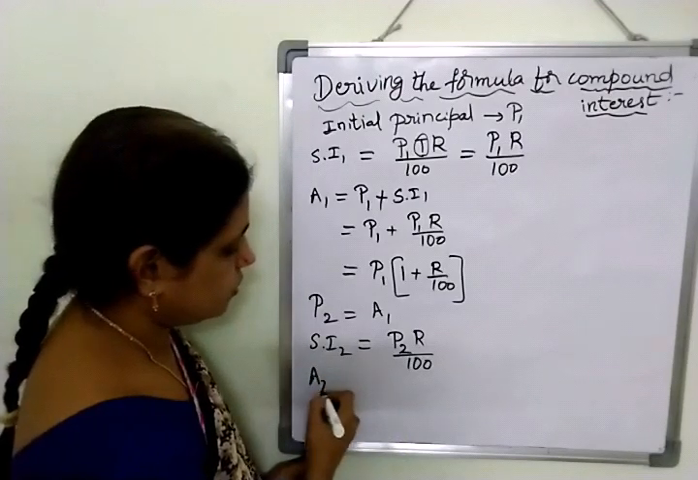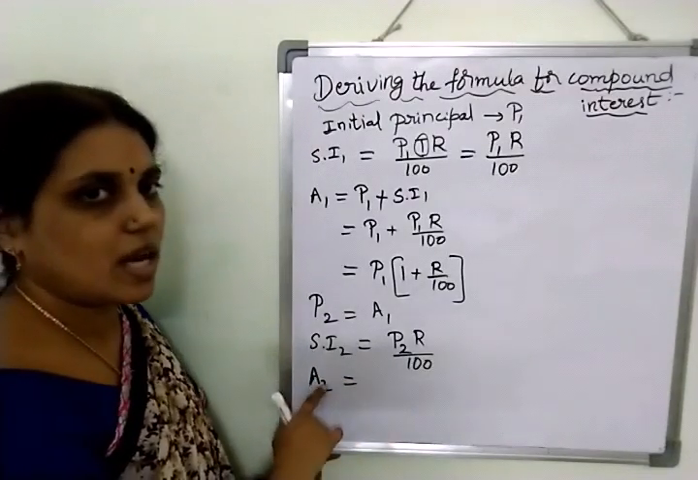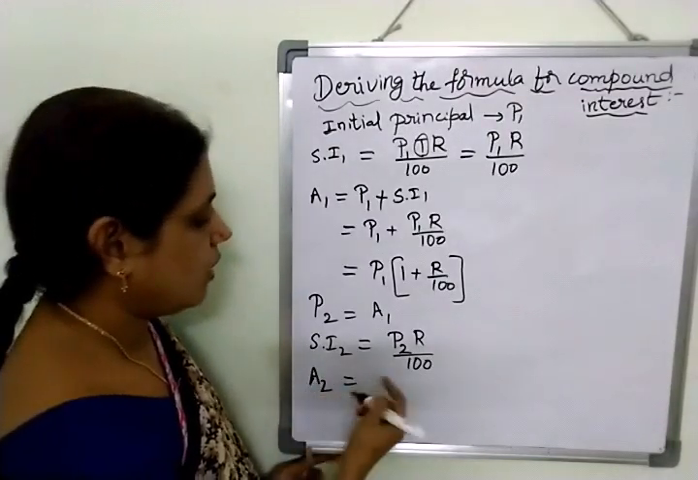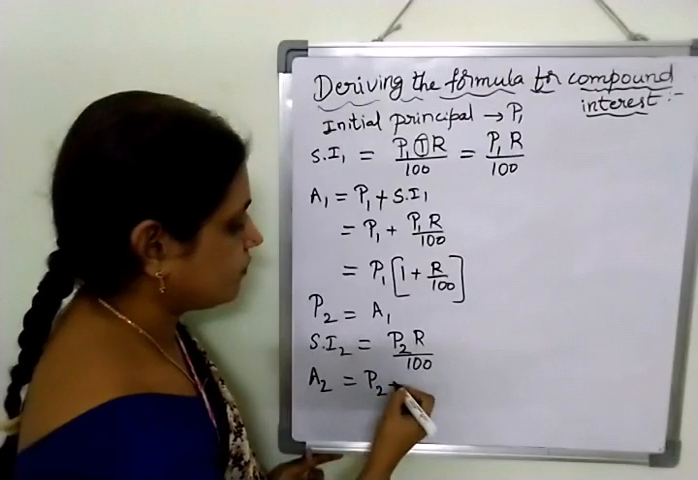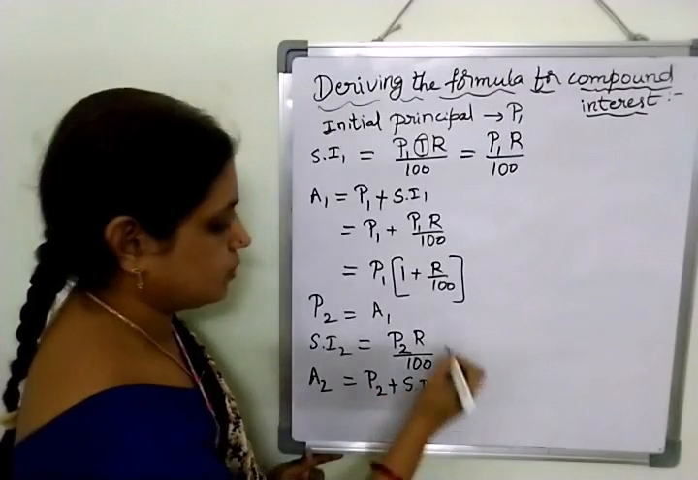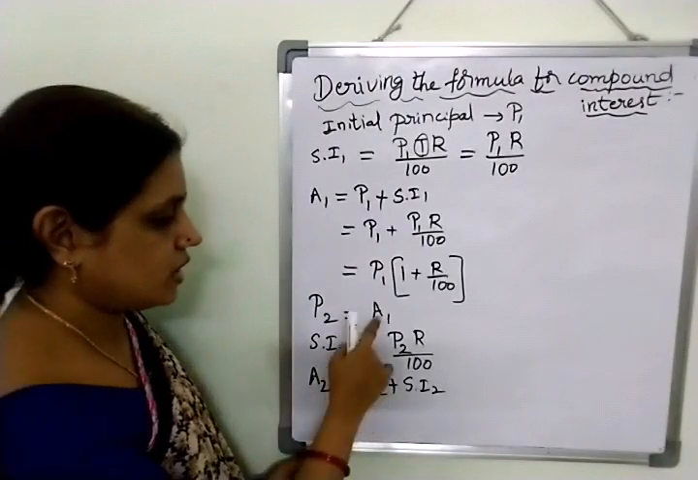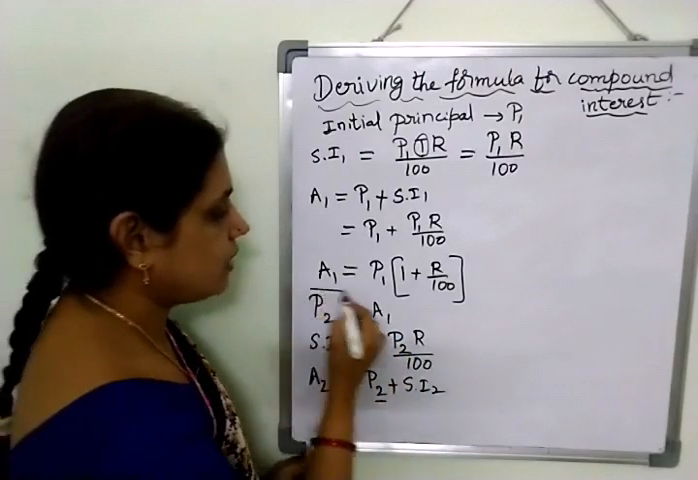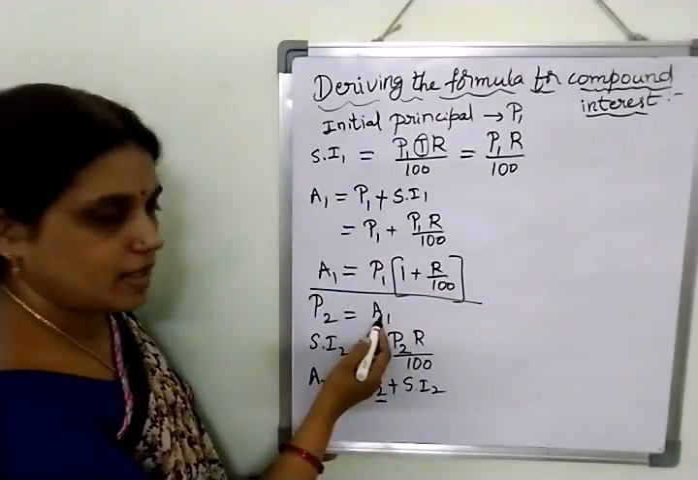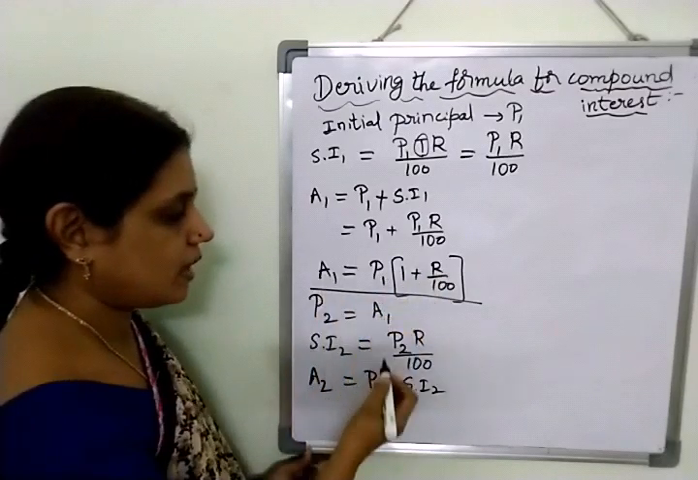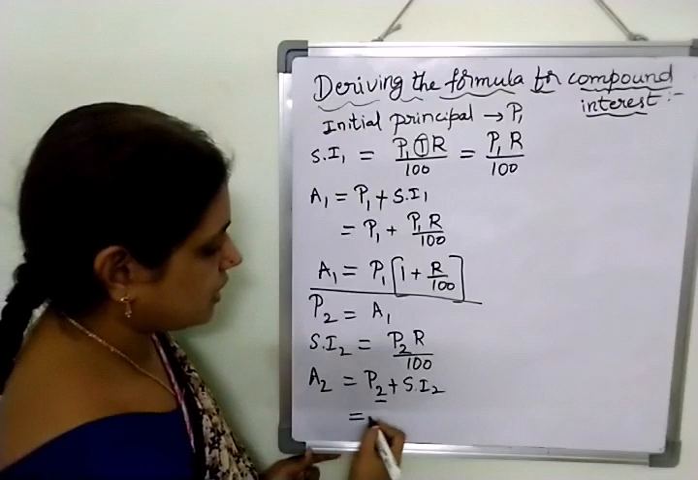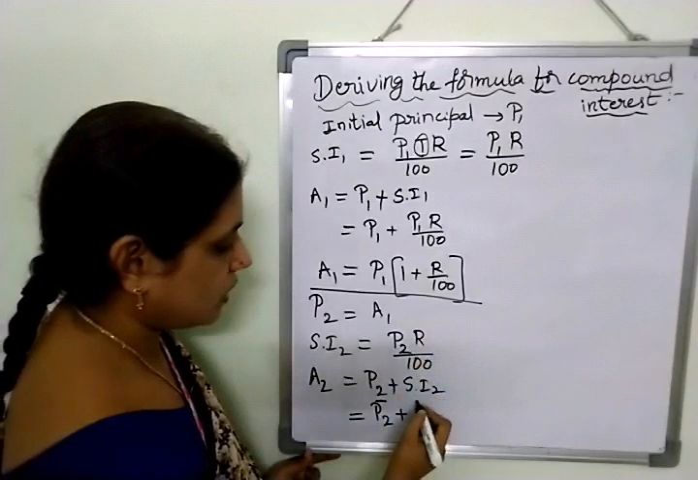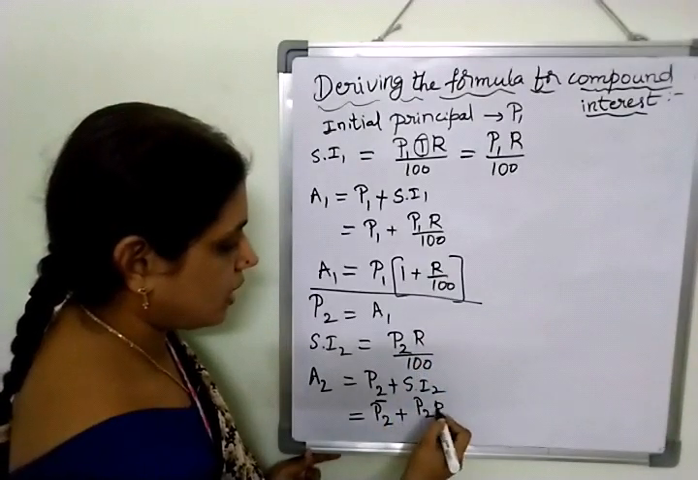Now amount 2 means what? A2 means the amount after the second year. A2 equal to what we can write? P2 plus SI2. The second principal, P2, is nothing but A1. So in place of P2, can we write this? P2 is nothing but A1 and A1 is P1 into 1 plus R by 100. So definitely we can write that, isn't it? Otherwise, we can write it as P2 plus SI2. What is SI2? P2 R by 100.